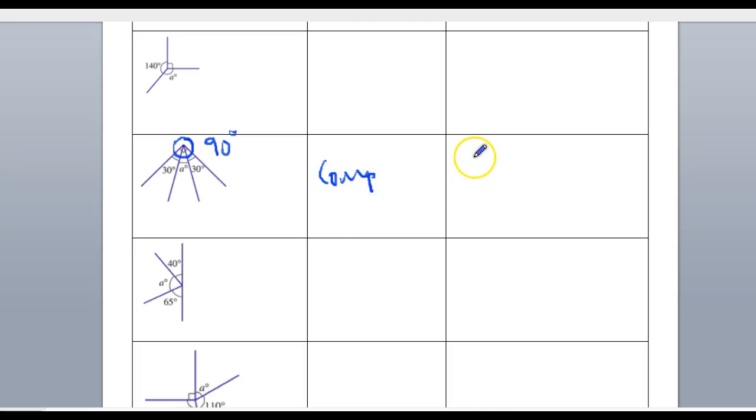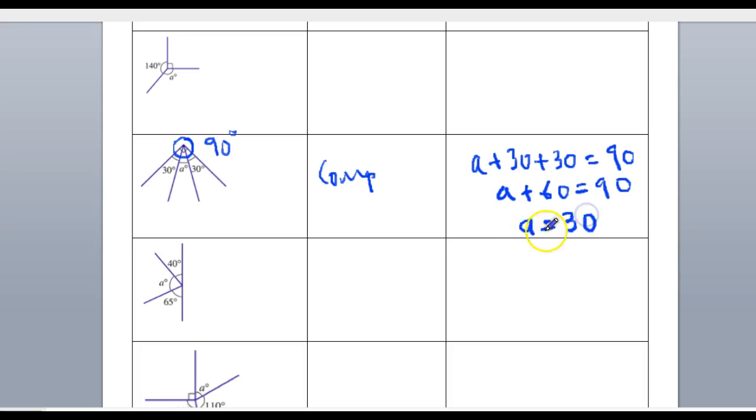And that means we have A plus 30 plus 30 is equal to 90. So A plus 60 equals 90. And what do you add to 60 to get to 90? You add 30. So A is equal to 30. So you can see here we have 30, and A is also 30. And you can kind of see it's quite even.